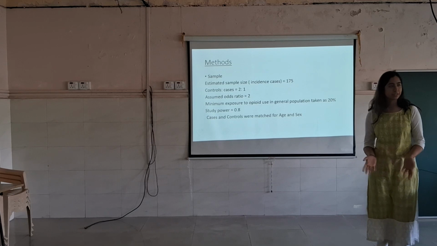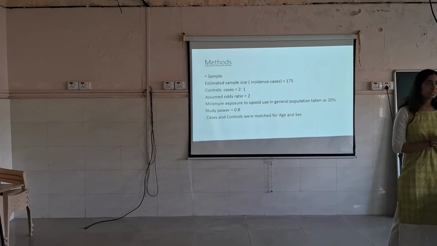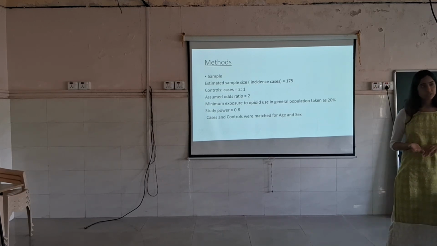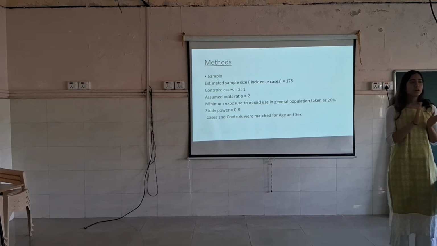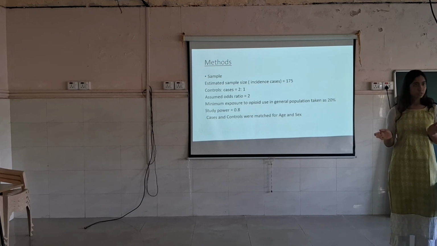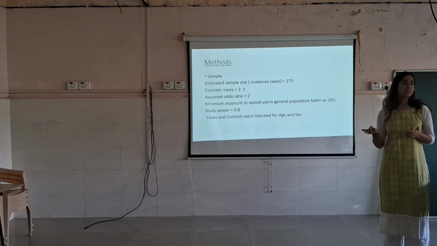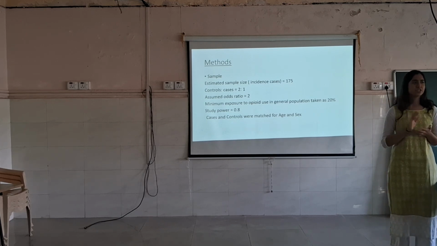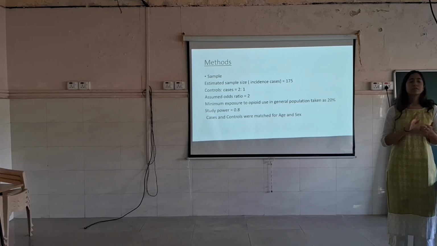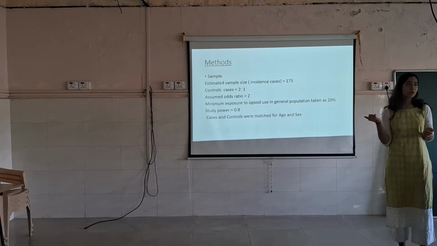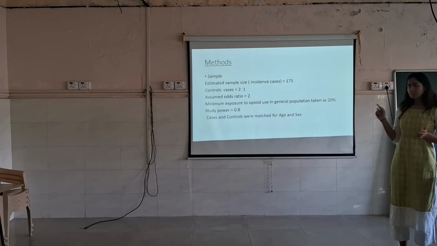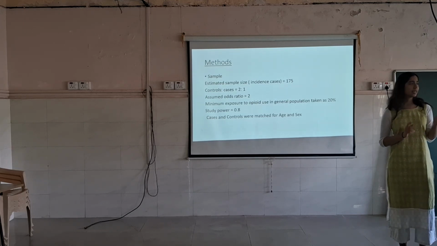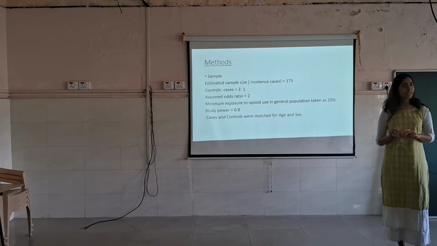Right, so we'll start with the methods. Coming to the sample size, 175 cases were taken as a sample and 350 controls were taken. So that gives you a case to control ratio of 1:2. When you're calculating the sample size for a case control study, there are certain parameters you have to enter, such as an assumed odds ratio and an existing minimum exposure to opioid use in the general population. So those factors were entered. And the cases and controls, as Anushree said, have to be matched. So they were matched for age and sex.